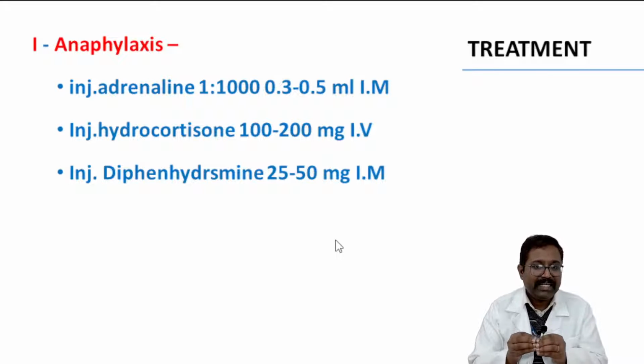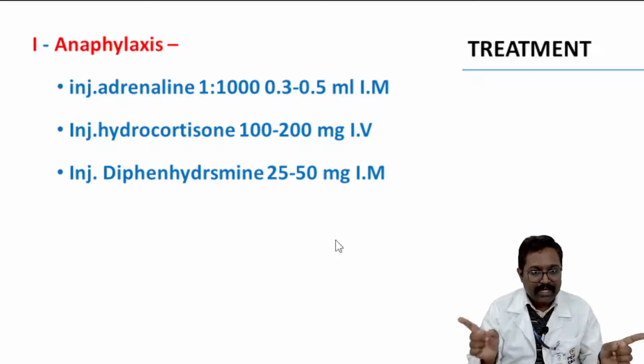Injection adrenaline, even the ratio is defined. The ratio has to be 1:1000. What will be the dose? 0.3 to 0.5 ml. Which is the route preferred? The route preferred will be the intramuscular route, not subcutaneous, not IV.